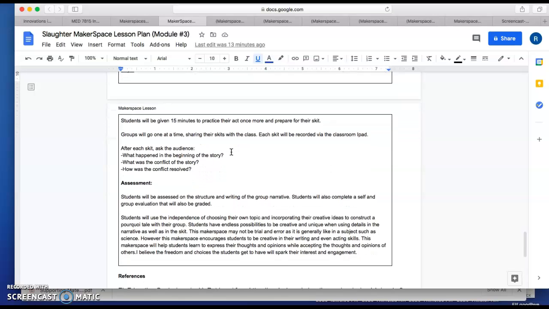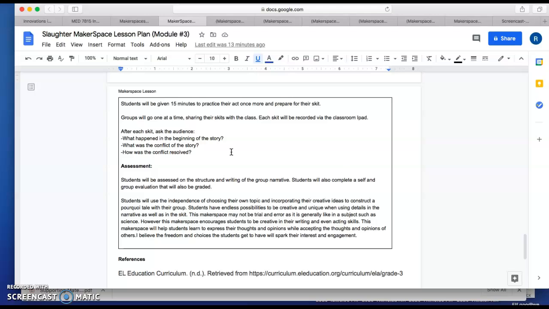On day 5, students will be given 15 minutes to practice and act out once more and prepare their skit. They could have also done that on day 4 if they finished early. Groups will go one at a time, sharing their skits with the class. Each skit will be recorded using the class iPad so that we can look back later on. As a group, they can look back and they can use that to self-assess themselves.